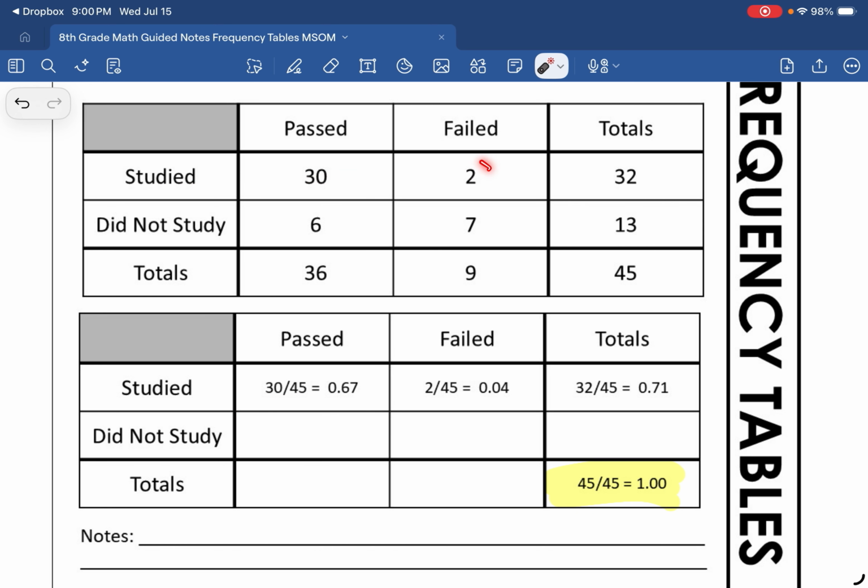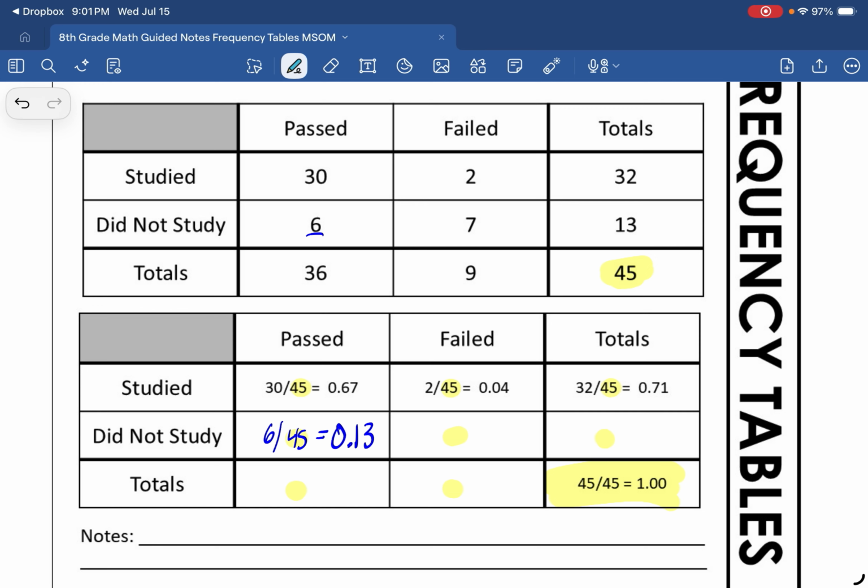The number that failed and studied is 2 out of 45. So 2 divided by 45 is 0.04. Again, I'm doing my 45 from right there. The number of people that studied is 32, so 32 out of 45 is 0.71. And it's going to all be out of 45, which is my total. The number of people that did not study and pass right here is 6, so 6 out of 45. So I take 6 divided by 45, and I get 0.13.